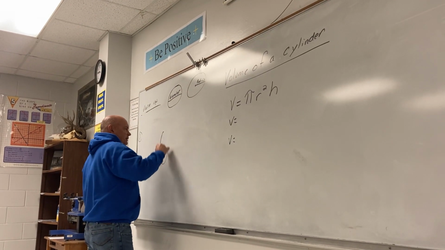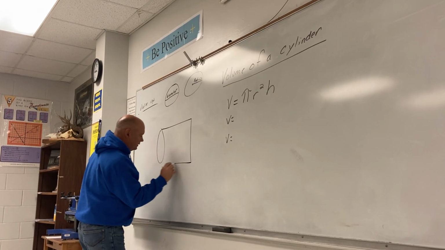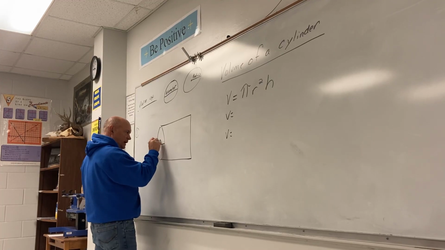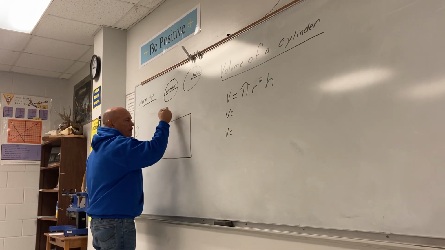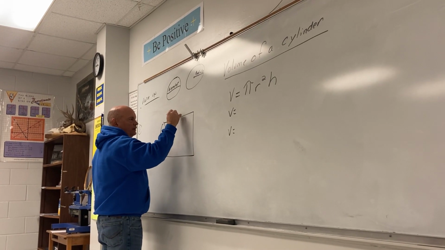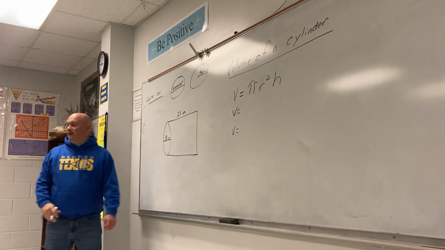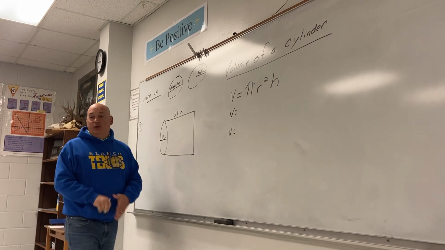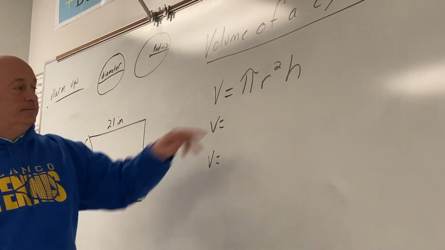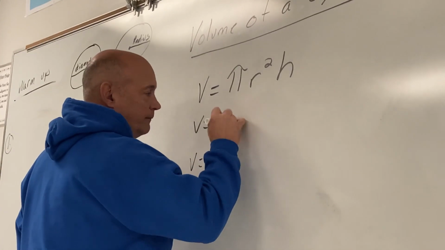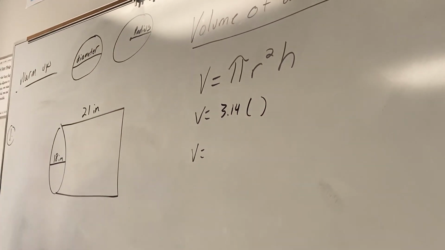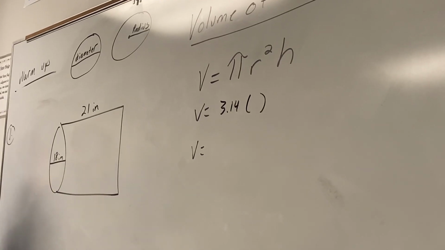Let's turn the cylinder sideways. 18 inches. Let's go with 21 inches. Let's find the volume of this cylinder. All right, what are we going to use for pi? All right, the radius. Let's go with Elijah. What do you think the radius is going to be?